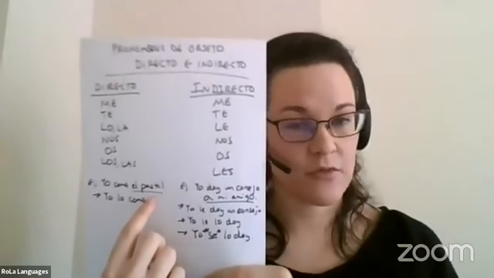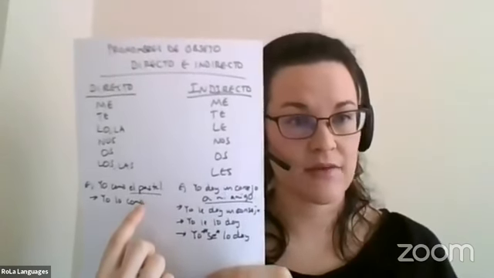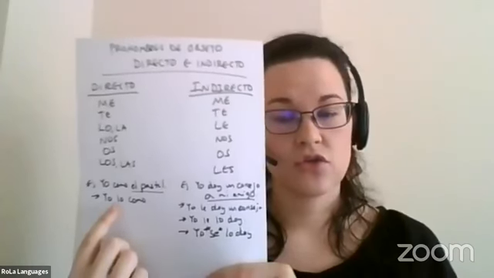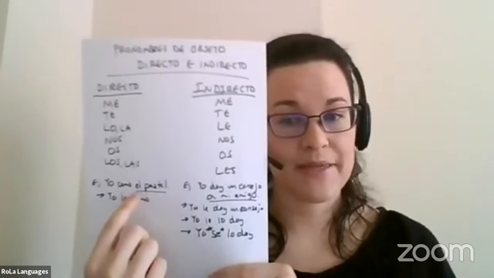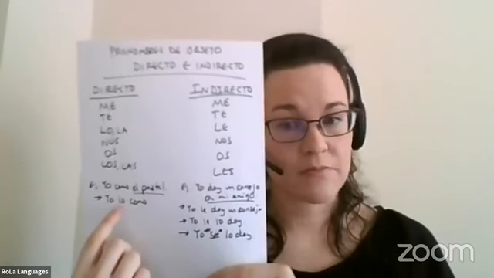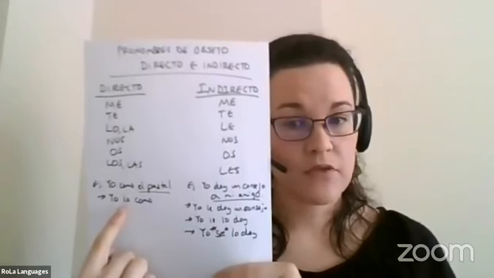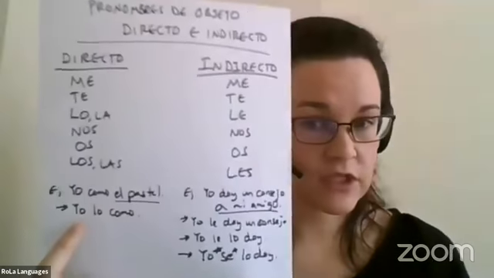And so this lo replaces el pastel. Again, going back to the idea of what a pronoun is: something that replaces another word. So yo lo como. This pastel, because it's masculine, is replaced by lo. And as you can see, we have a little bit of a change in the order of the sentence.